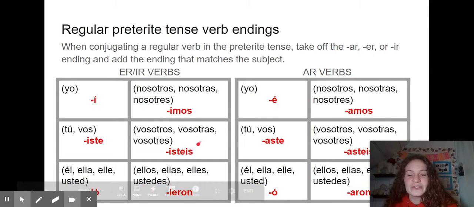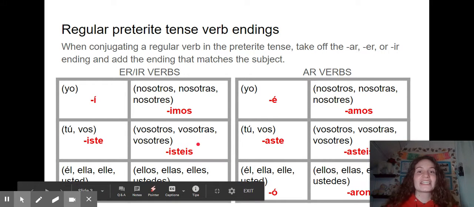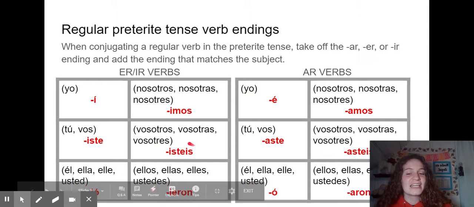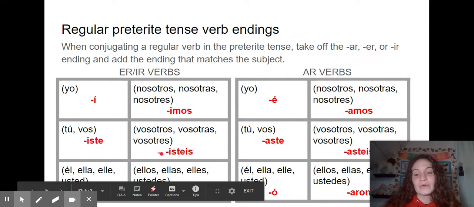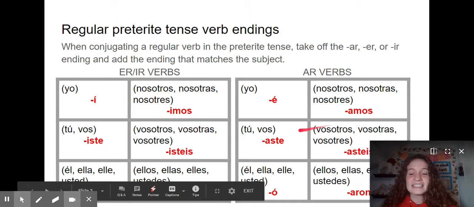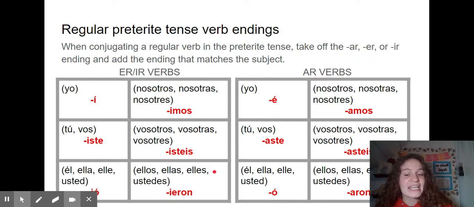If our subject is vosotros, vosotras, or vosotres, which is y'all, second person plural pronouns. Vosotros is really only used in Spain, but if you are in Spain and you're using it, then the ending for ER or IR verbs would be isteis, and AR verbs asteis. And last but not least, we have ellos, ellas, and elles, which all mean they. Also, ustedes is in this category, which means y'all, which is also used anywhere except for Spain. So that is the third person plural and second person plural pronouns.